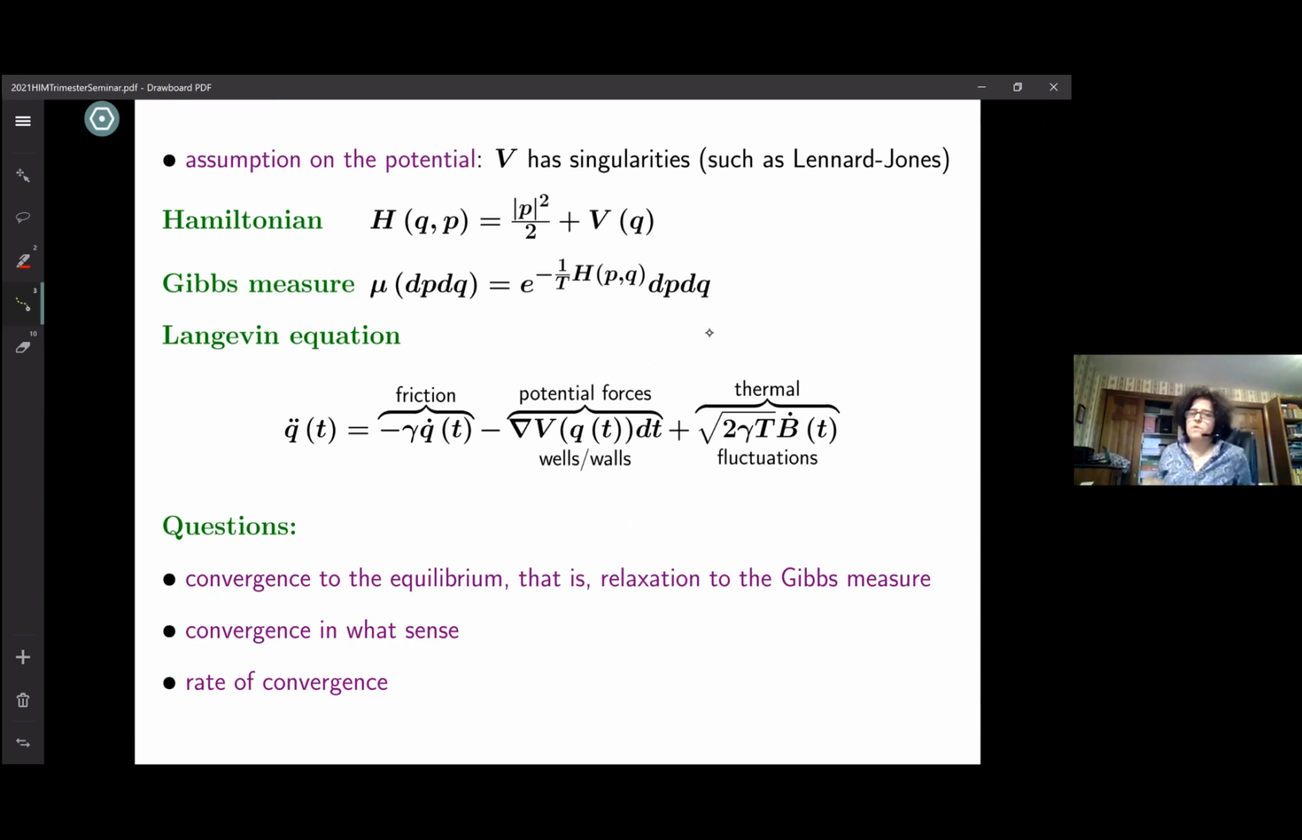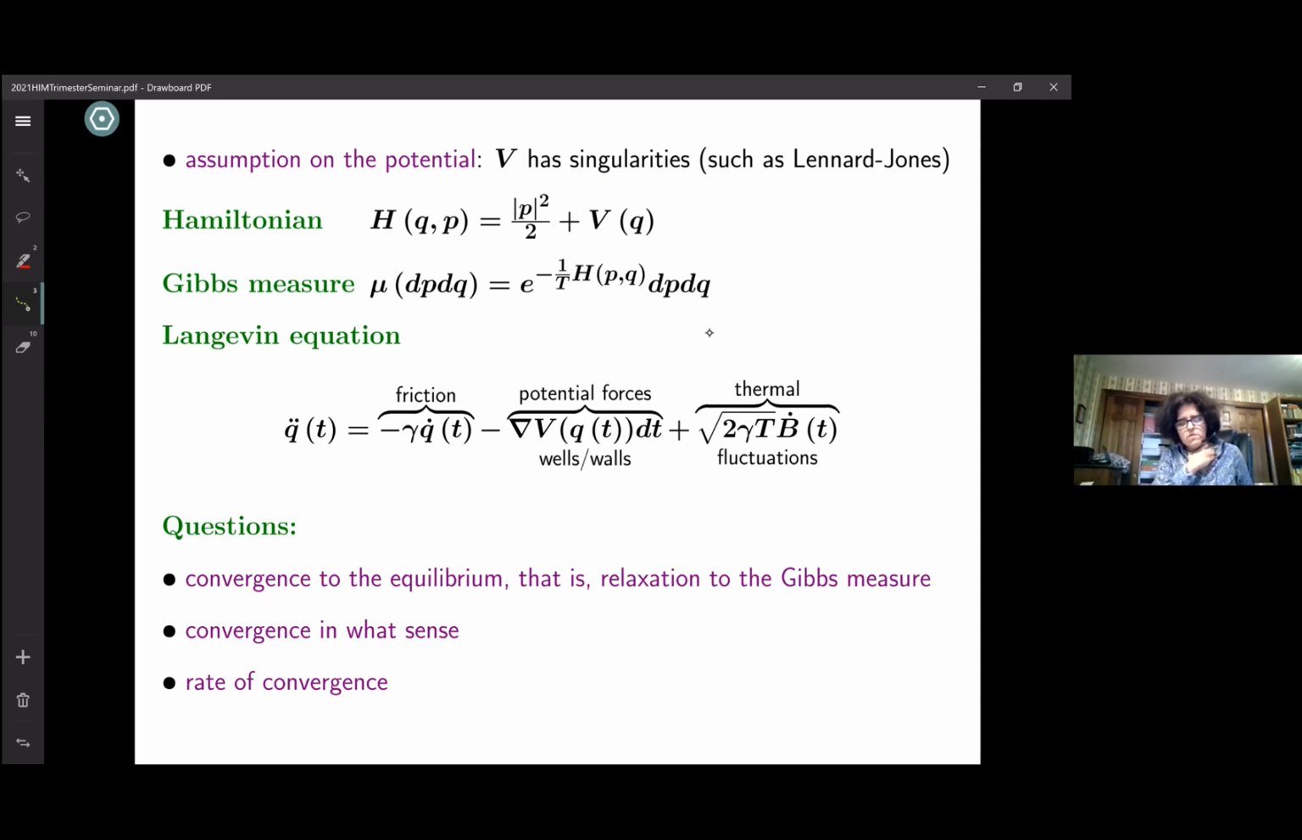Okay, so what we want to look at is the potential that has singularities, such as the Lennard-Jones potential. And in this case, you know what the invariant measure is. It's known explicitly. So this is your Boltzmann-Gibbs measure here, written explicitly using the Hamiltonian. So this is the potential that you're given. And of course, physicists would write it like this. So this is your Langevin equation. And once you write it like this, you know what each part actually indicates or describes in this physical system.